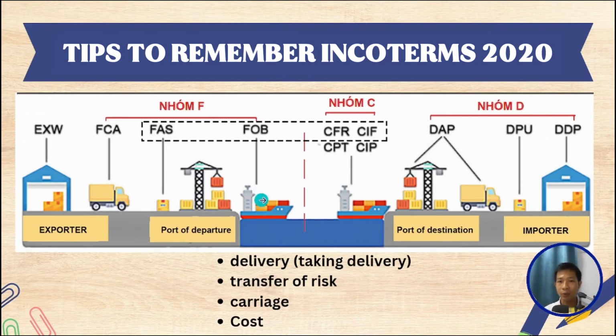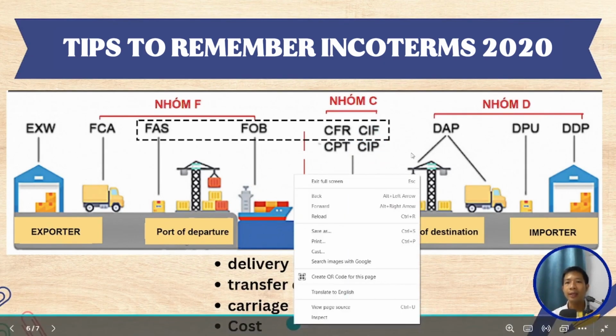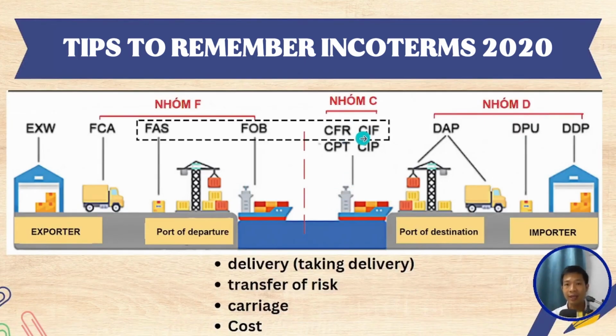Although the seller will pay the costs, including the costs from this ship to here, the point of transfer of risk lies at this position. Similarly, CIF, CPT, and CIP are all like this. All the terms in Group C are like this. In CIF, besides paying the freight charges, which cover the transport from the export port to the import port, the seller must also purchase insurance, okay?